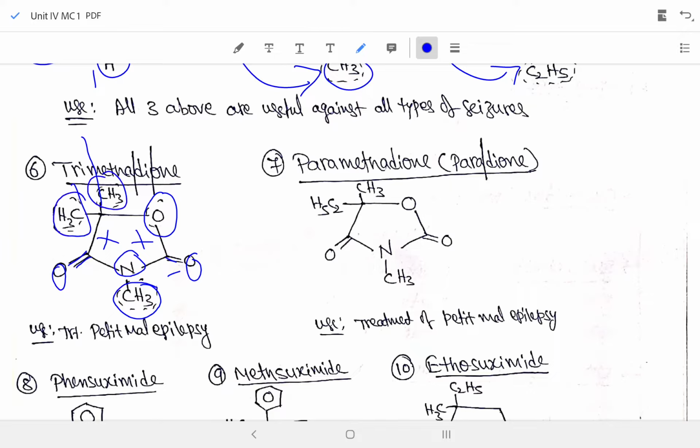Fine. Then comes paramethadione. Here the difference is, when we compare with trimethadione, one of the methyl groups is replaced with an ethyl group, and that becomes paramethadione. It could be remembered as: in trimethadione we have three methyl groups. When it comes to paramethadione, one of the methyl groups is replaced with an ethyl group.